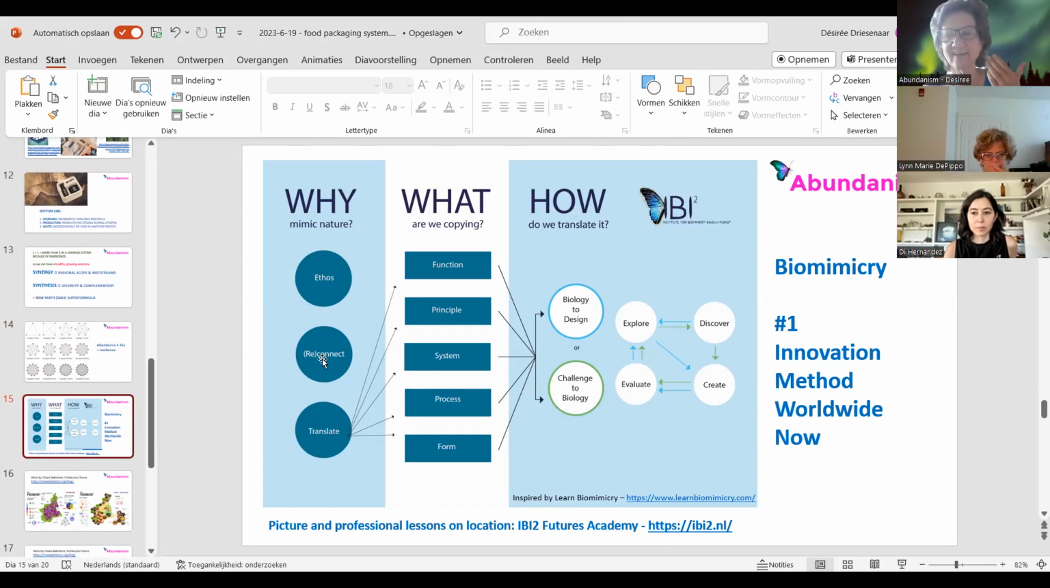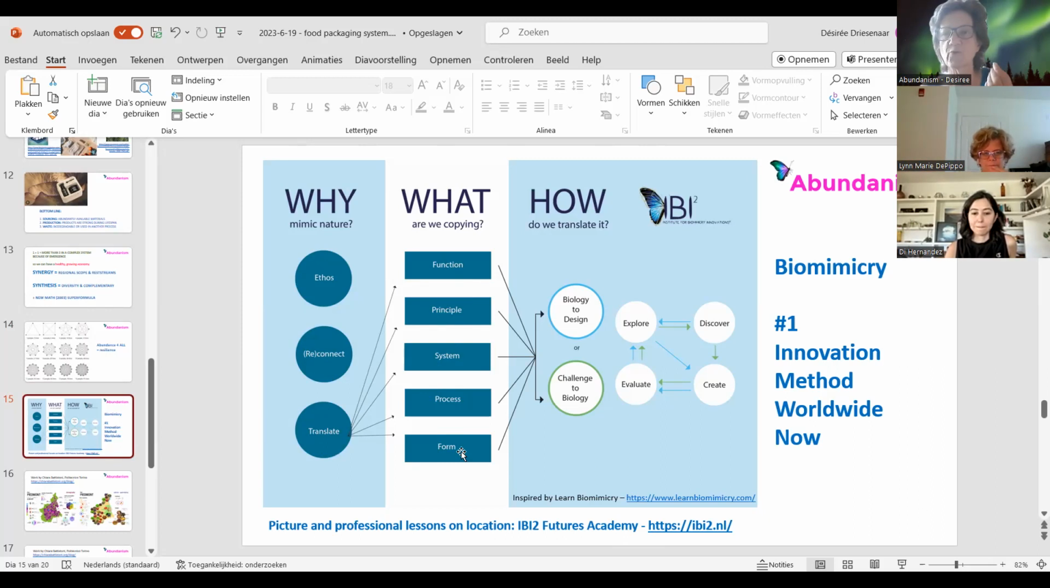It really works. I always like to do my physical lectures outdoors, because then the trees help me explain. I don't know how it works, but it works. And then we translate the strategies, the principles of nature to the what. So that's the function and the principles, always to the system, the whole system, the processes. So that's the flows in the system. And then also the forms.